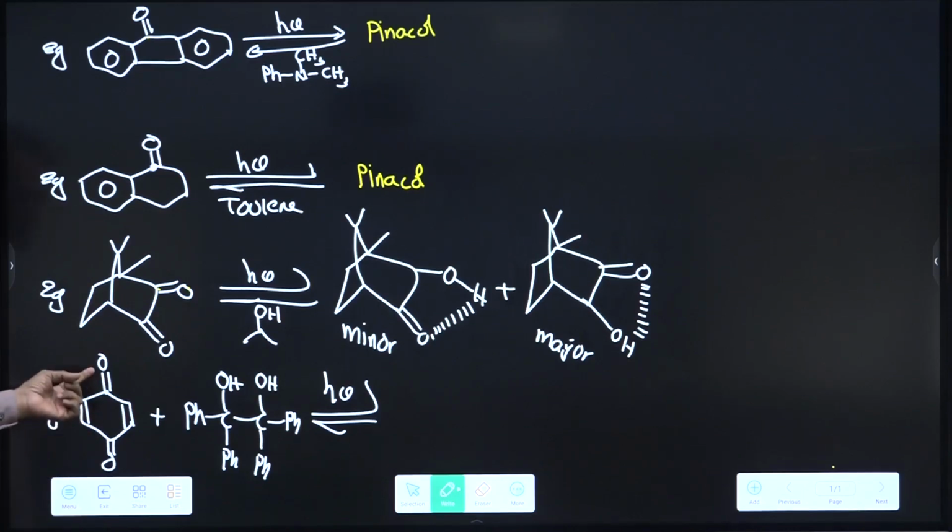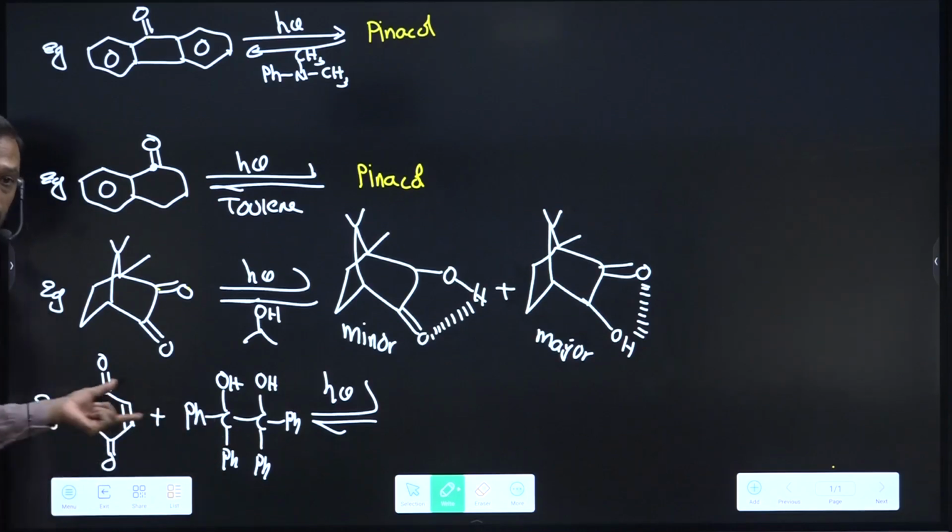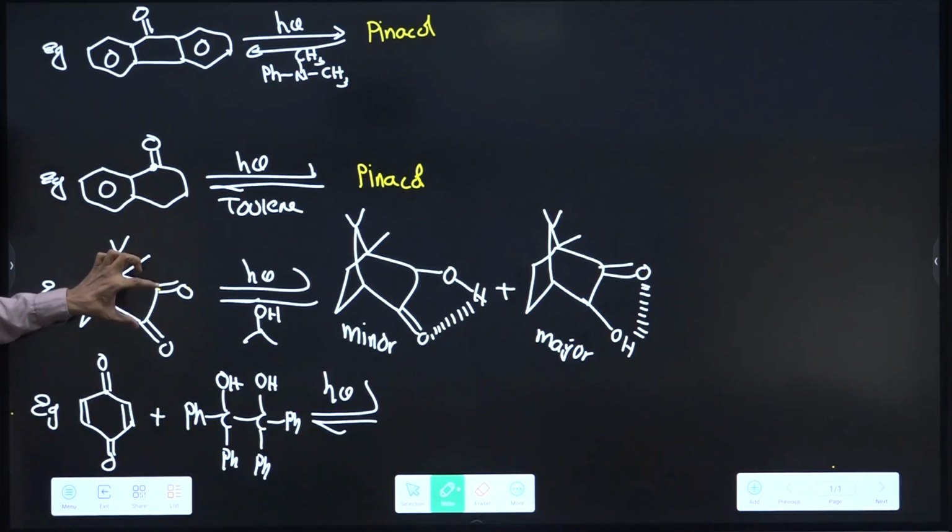See, now I want to reduce the carbonyl and I am using a hydrogen donor. Pinacol is a hydrogen donor. Here how many carbonyl groups are present? 2. Here how many carbonyl groups are present? 2. Are these 2 carbonyl groups the same? No. But are these 2 carbonyl groups the same or not?